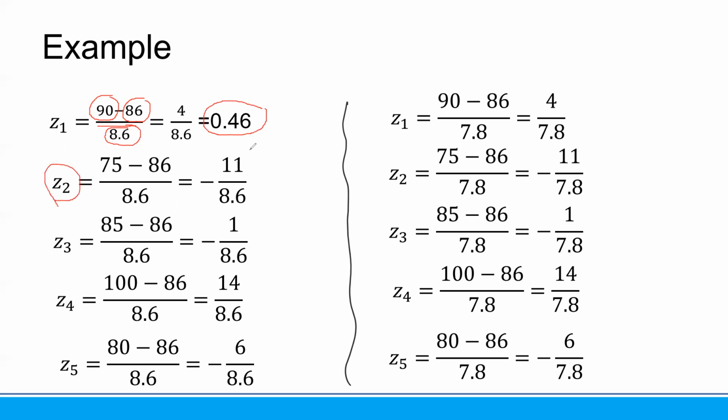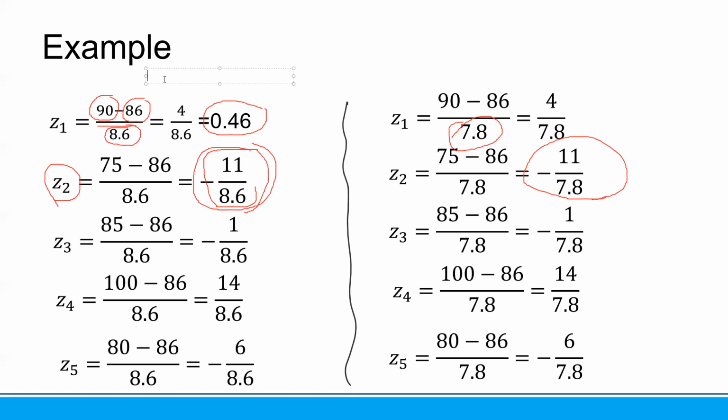In Z2, we have a minus. Of course, you can see here this value is very small and this value is a little bit larger, because we have the standard deviation value using the MAD. We use this mean absolute deviation instead of the mean square error.